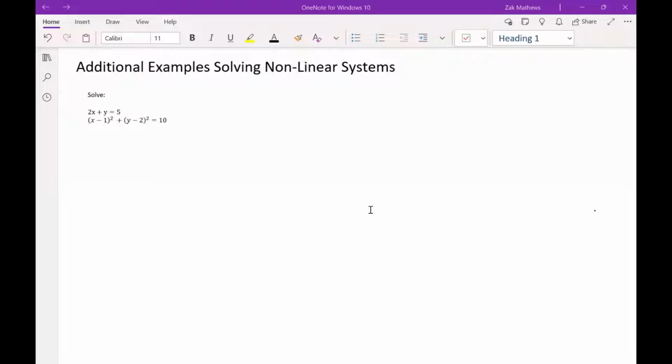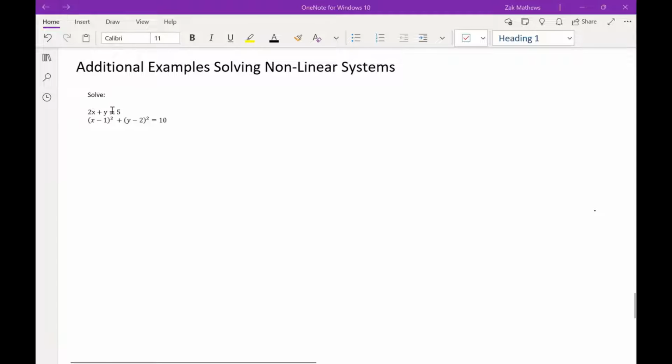In this video, I'm going to do a few more examples solving nonlinear systems. So let's jump right into it. I'm going to solve the equation 2x plus y equals 5, along with (x minus 1) squared plus (y minus 2) squared equals 10. First thing I'm going to do is just think about the form of the equations.